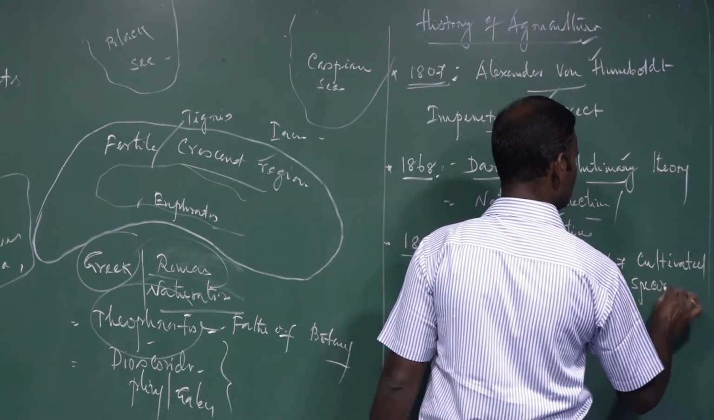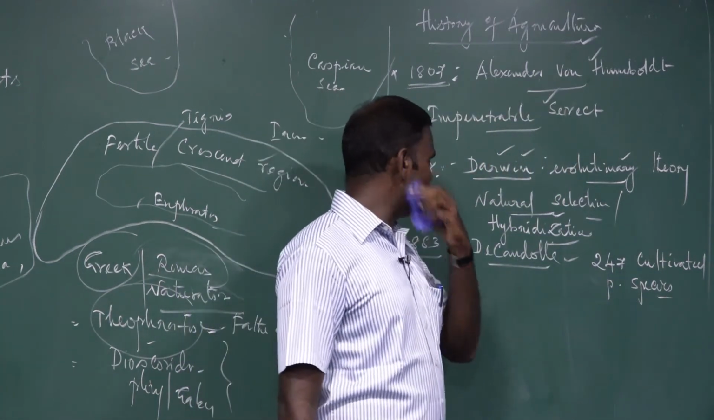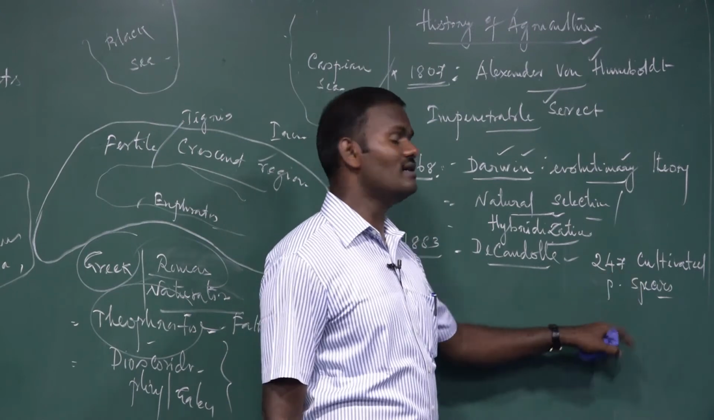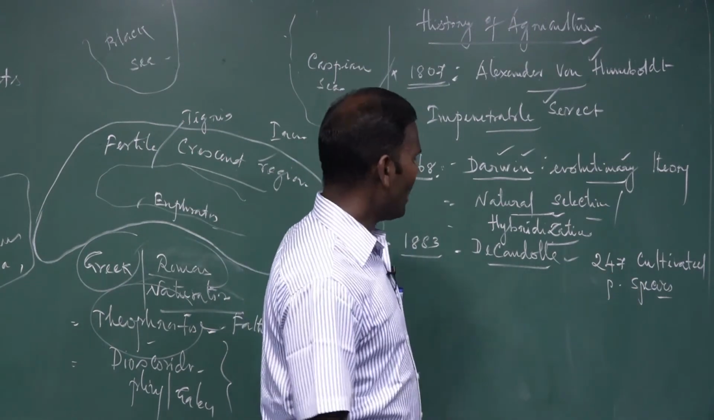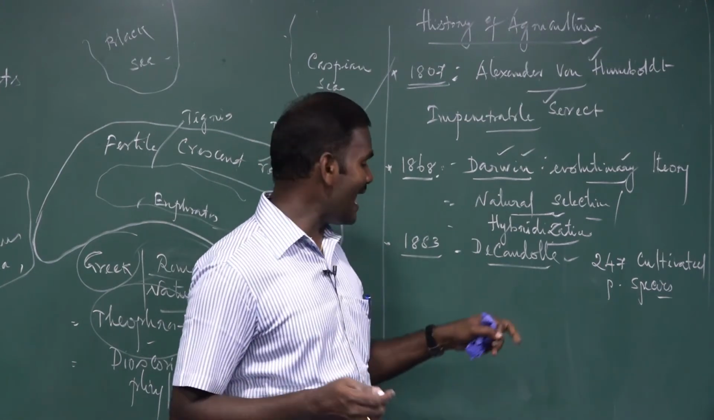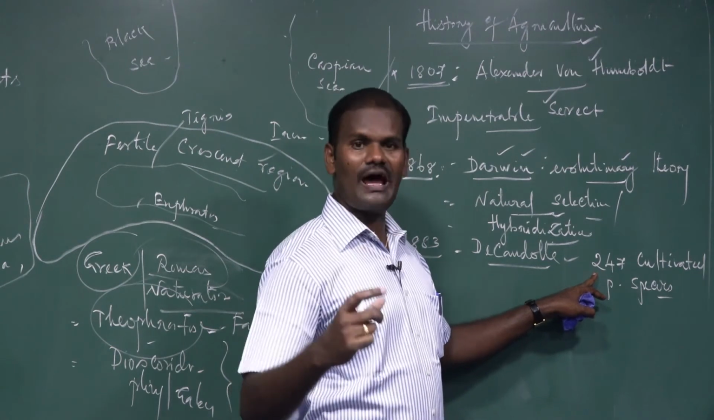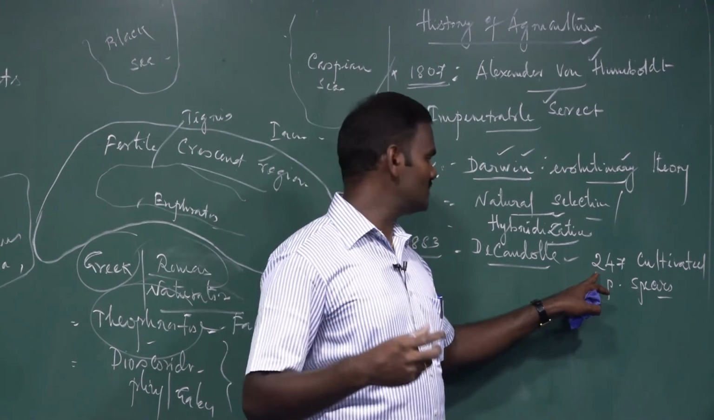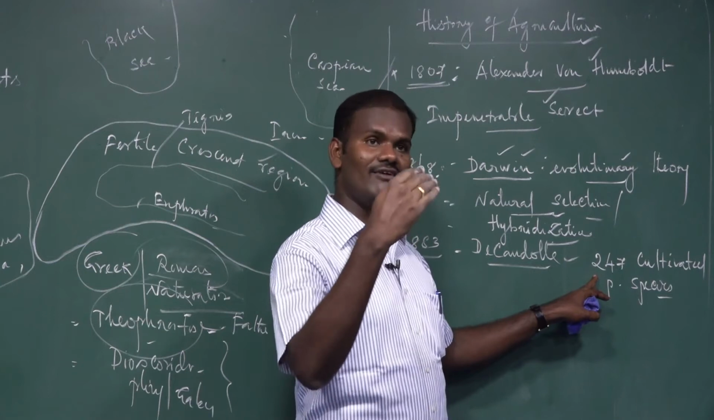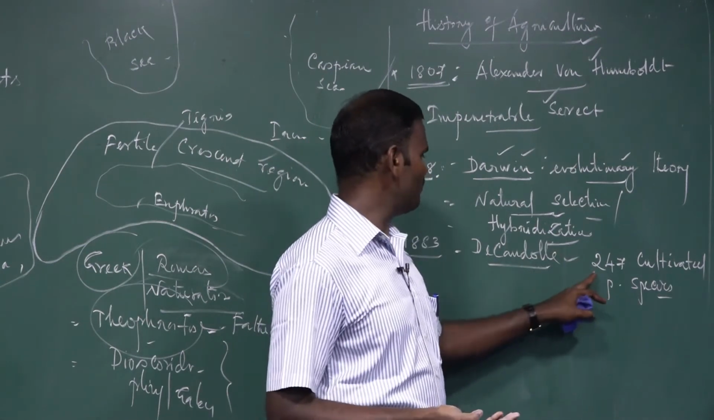All these plant species are useful to mankind. So De Candolle studied 247 cultivated plant species, and efforts were made by him to explain what the ancestor of these plant species is. He solved the problem. What are the ancestors of these plant species? Those plant species developed from where? He explained and solved this problem.